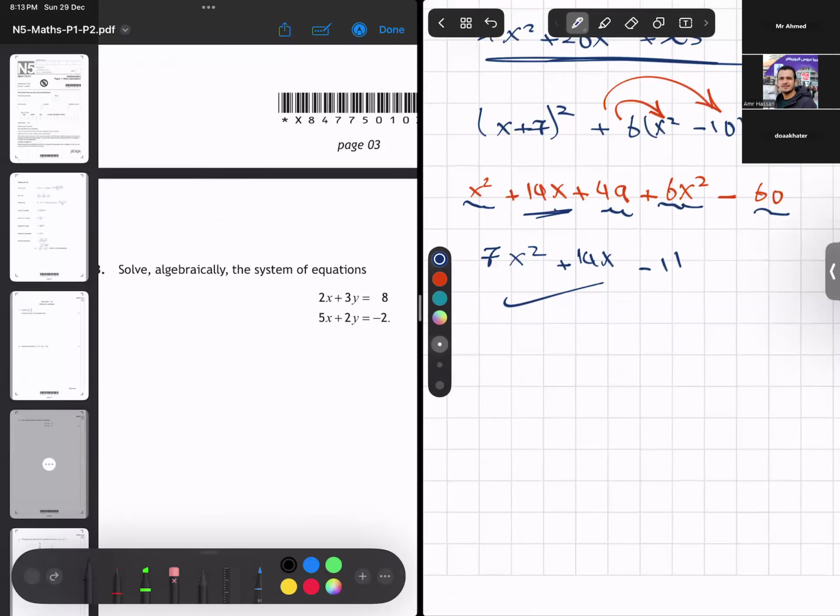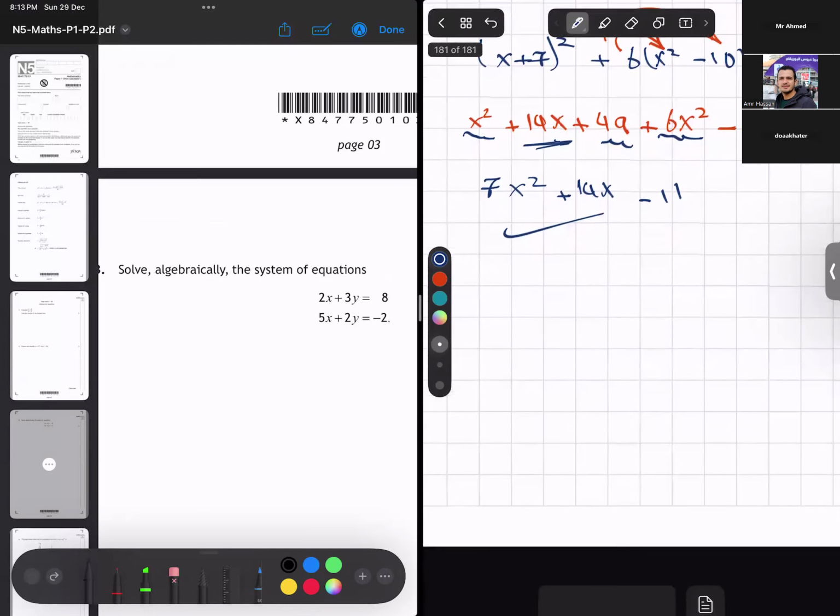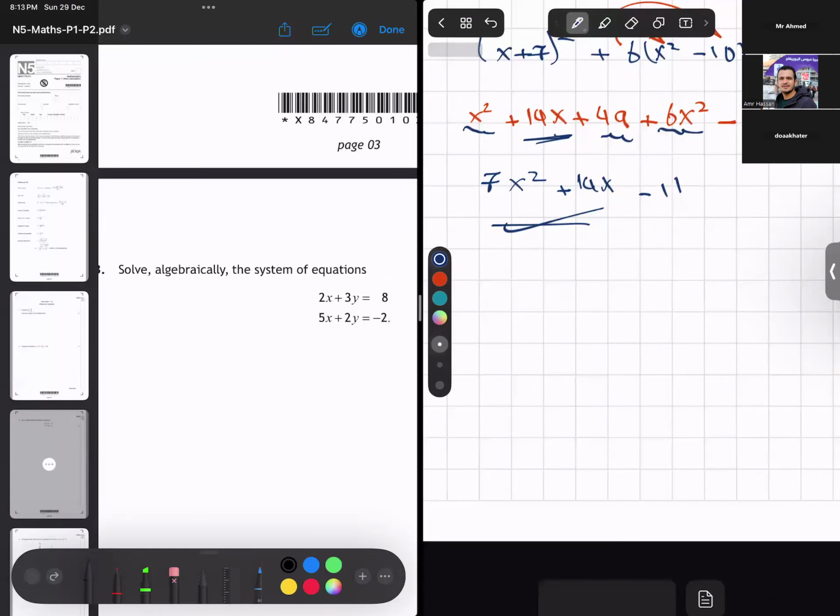This one is solving two equations simultaneously, right? Yeah. Okay, I'll do this one. So I'm going to write down the first one: 2x plus 3y equals 8. The other one: 5x plus 2y equals negative.